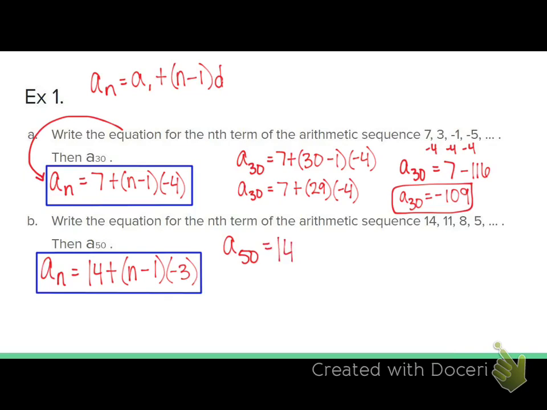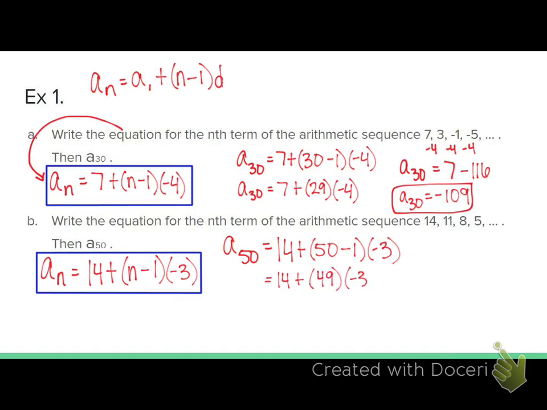So again, using that equation that I just made, what am I going to plug in for n? 50. The 50th term would be in the 50th position. Now we're ready to do order of operations. What happens first? The parentheses. So in those parentheses, what do I get?